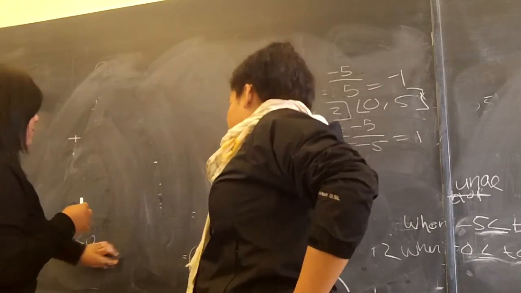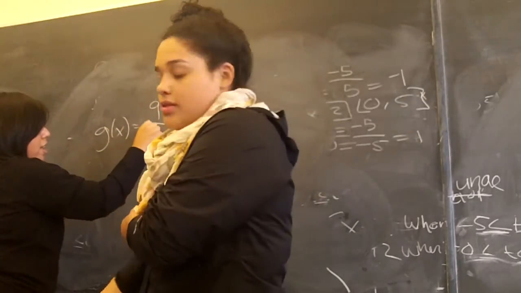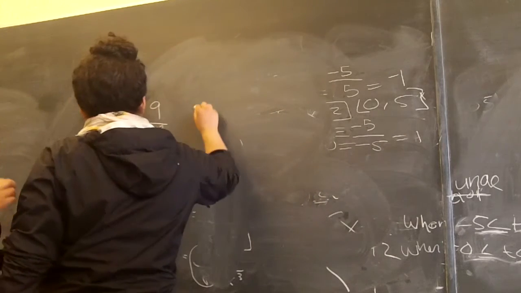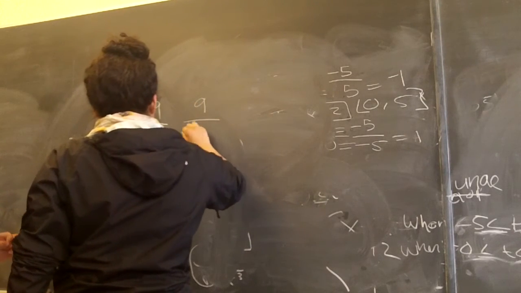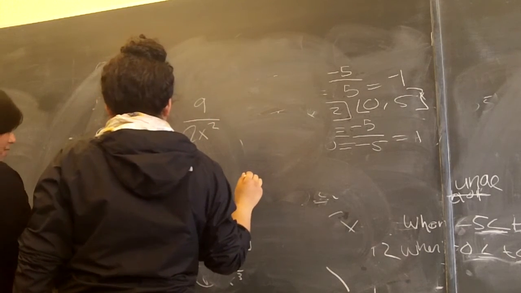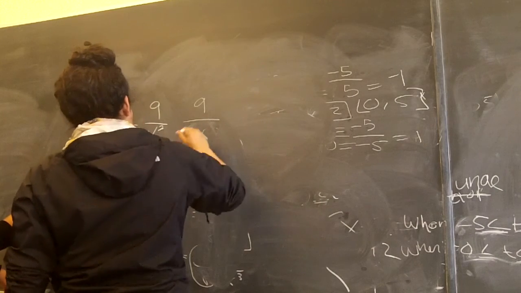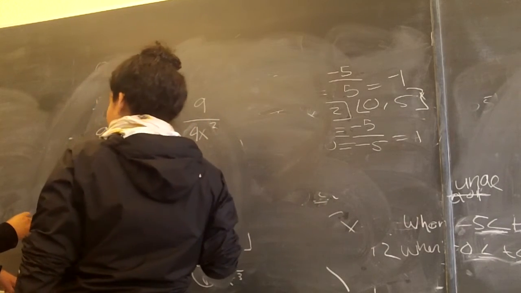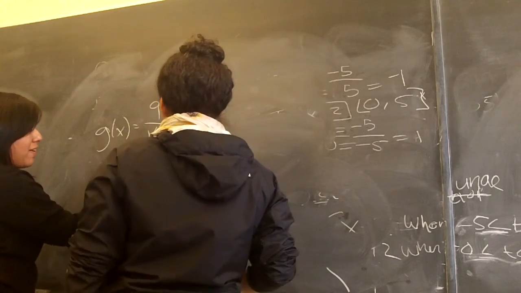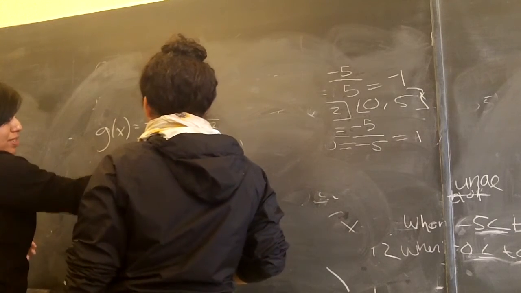So g of x is equal to 9 over x squared. Okay, what happens to g of x if x doubles? Yeah, so remember in the last one, I wish I had erased it. But I think a good way to do it is write all your work out and then do this. Put it in parentheses. Okay? And that's why you don't square those two.